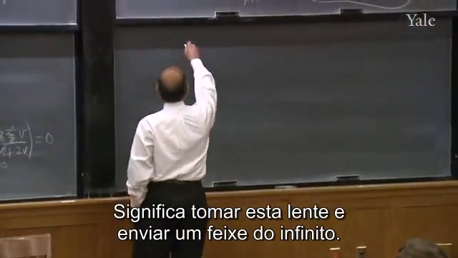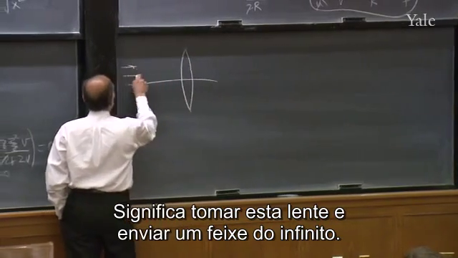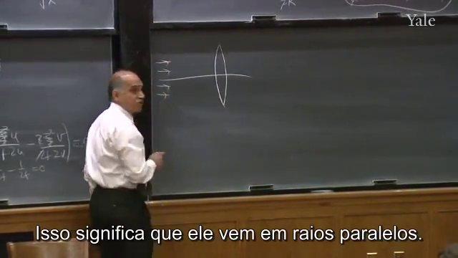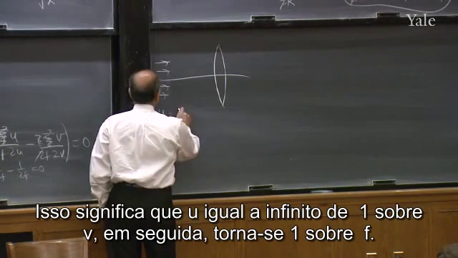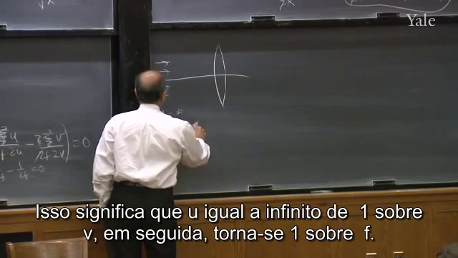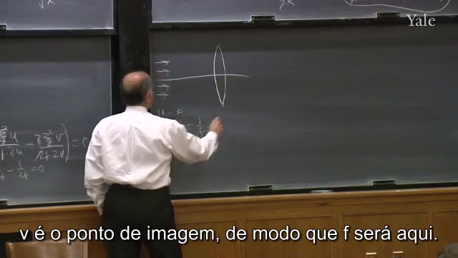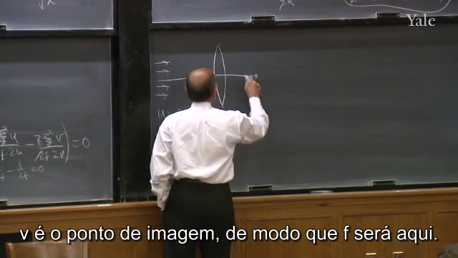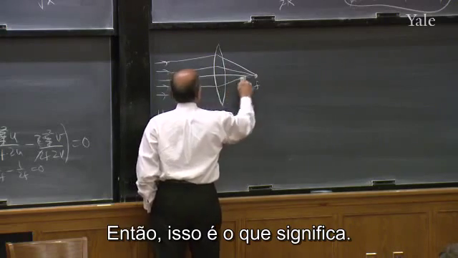It means take this lens and send a beam from infinity. That means it comes in parallel rays. That means u is equal to infinity. Then 1 over v becomes just 1 over f. That means v is equal to f. v is the image point. So that f will be here. So that's what it means.